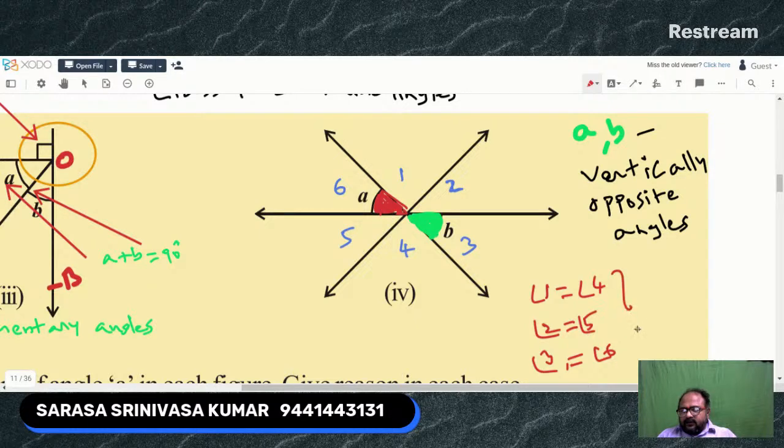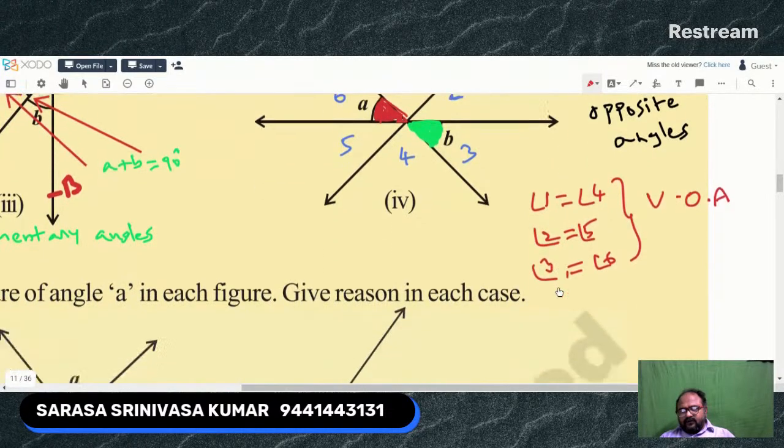These are vertically opposite angles. I simply write VOA. I have written there vertically opposite angles. In the previous class, you have learned that the vertically opposite angles are equal. Hence, I have written the vertically opposite angles and they are equal.